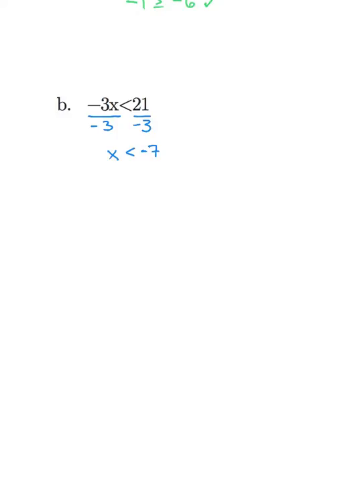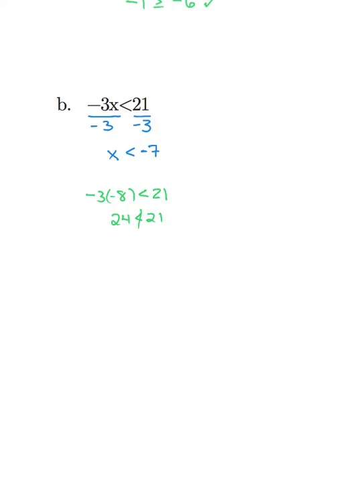Now, if we go ahead and check this, pick a number less than -7, let's say -8. If I check -8 in my original inequality, we get -3 times -8. I want to know, is this less than 21? Well, -3 times -8 is positive 24. And is 24 less than 21? No, it's not, which means that we did something wrong.